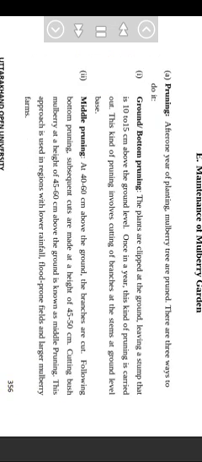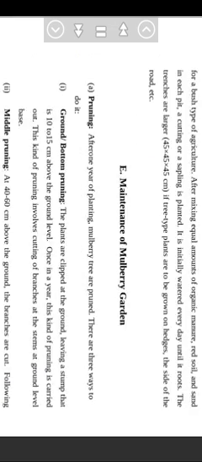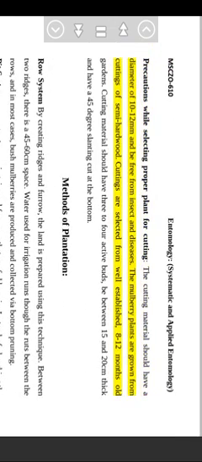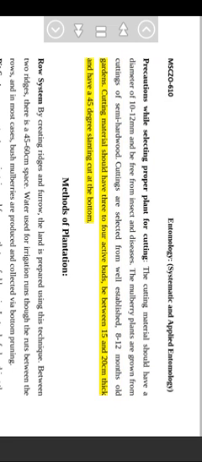Precautions while selecting proper plant for cutting. The cutting material should have a diameter of 10 to 12 mm and be free from insects and diseases. The mulberry plants are grown from cuttings of semi-hardwood. Cuttings are selected from well-established, 8 to 12 months old gardens. Cutting material should have 3 to 4 active buds, be between 15 and 20 centimeters long and have a 45-degree slanting cut at the bottom.